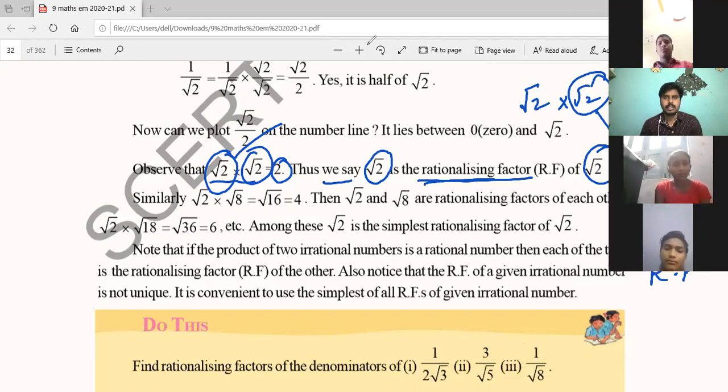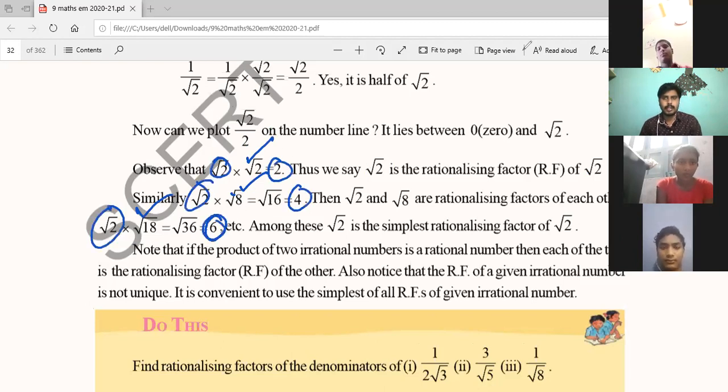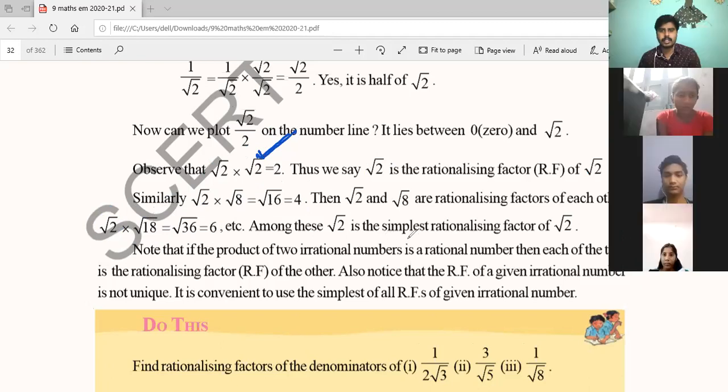See, one more thing here. Root 2 and root 8, it becomes root 16, we got 4. And here also root 2 into root 18, we got root 36, that is nothing but 6. So root 2, root 8, root 18, all these made this irrational number into rational form, right? But among them, we shall take the least one. The simplest rationalizing factor we shall always take. Clear? Any doubt?